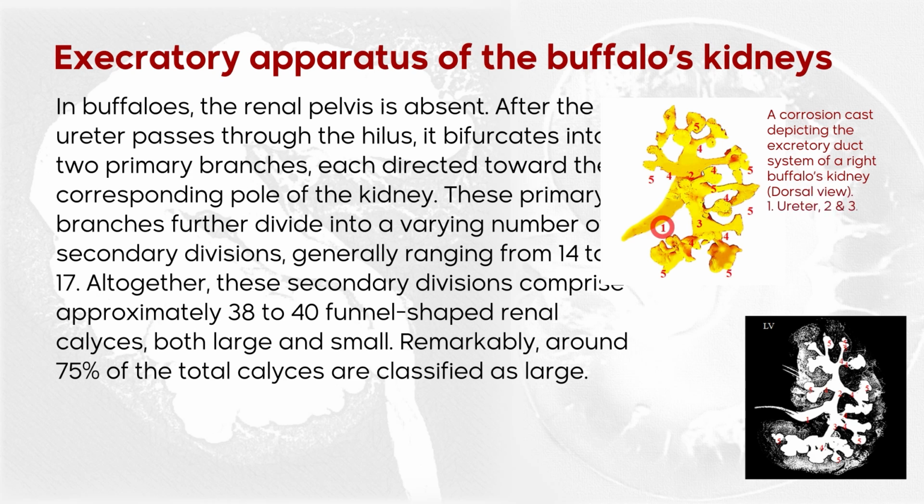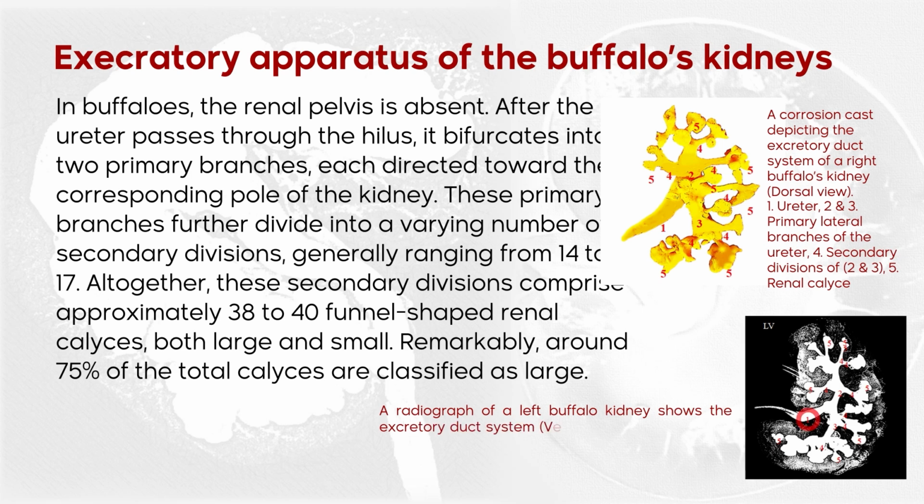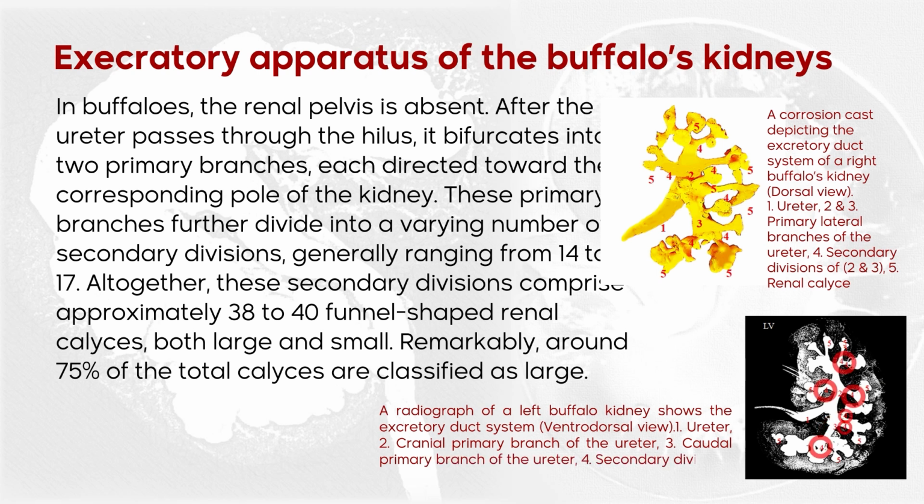1. Ureter. 2 and 3. Primary lateral branches of the ureter. 4. Secondary divisions of 2 and 3. 5. Renal calyces. A radiograph of a left buffalo kidney shows the excretory duct system, ventrodorsal view. 1. Ureter. 2. Cranial primary branch of the ureter. 3. Caudal primary branch of the ureter. 4. Secondary divisions of the ureter. 5. Renal calyces.